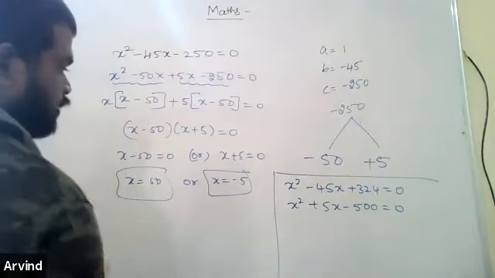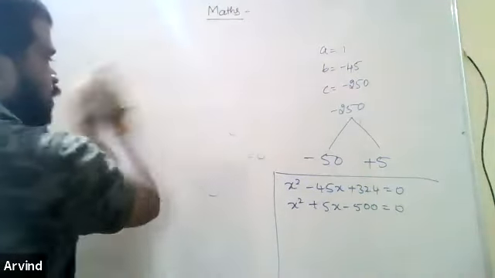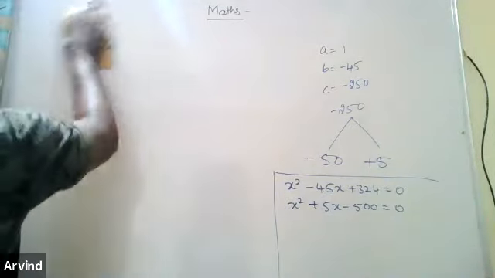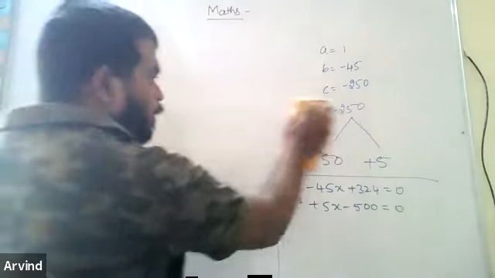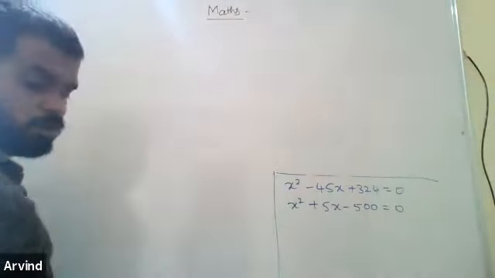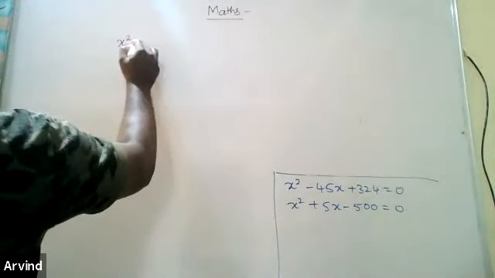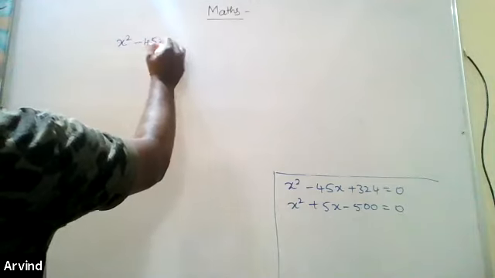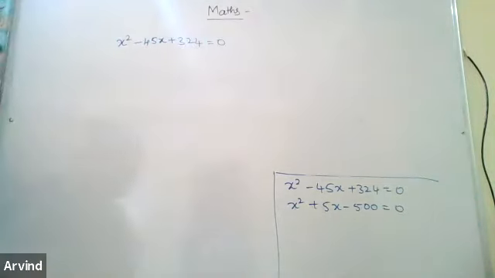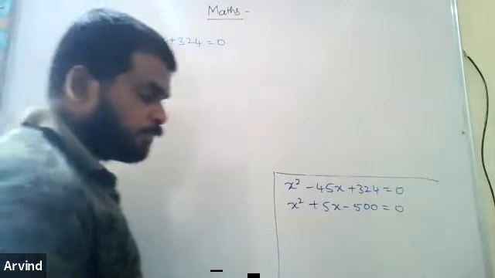Okay, if you're not getting it, that's okay. Let's try it out. Let's take the second question and do it. What is the second question? x squared minus 45x plus 324. Sorry, x is equal to 20 and x is equal to minus 25. Yes, Diksha, excellent. That's correct.